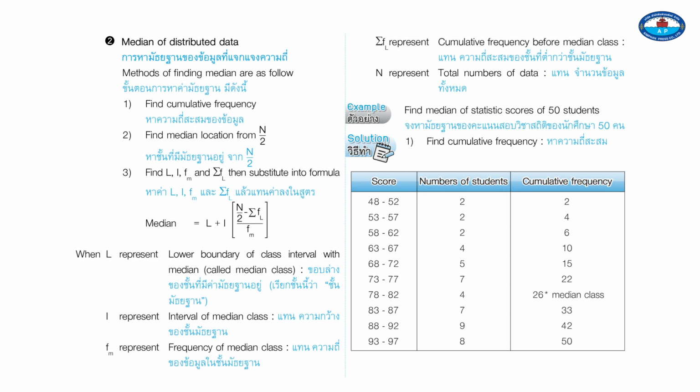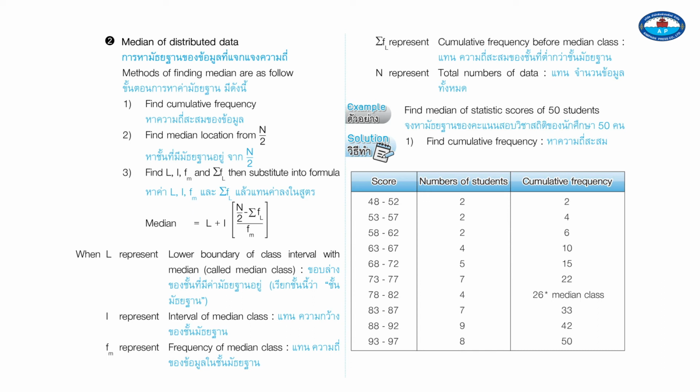2. Median of distributed data. Methods of finding median are as follows. 1. Cumulative frequency. 2. Find median location from n over 2. 3. Find L, I, Fm, and summation FL, then substitute into formula. Median equals L plus I, n over 2, minus summation FL over Fm.